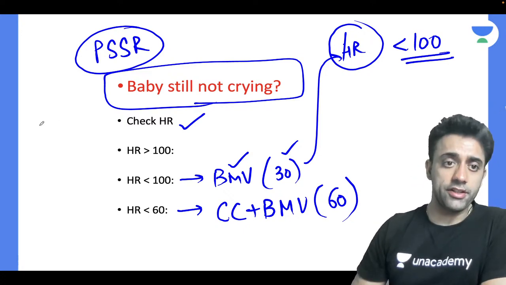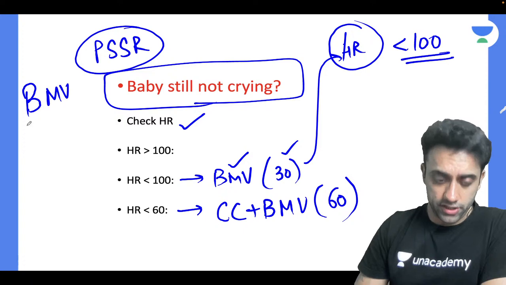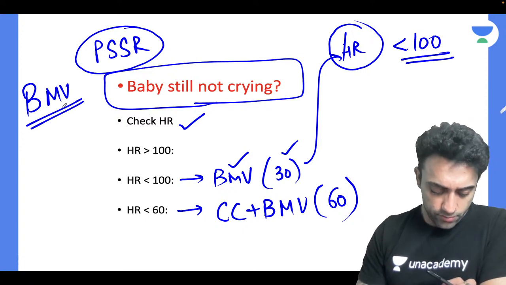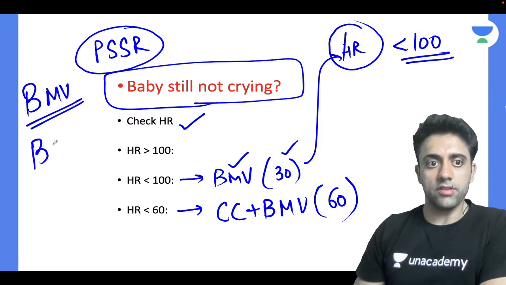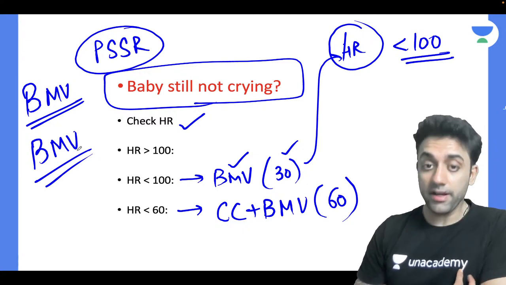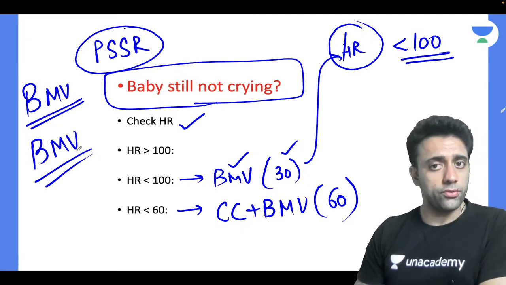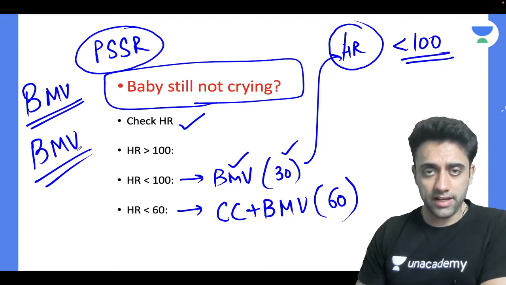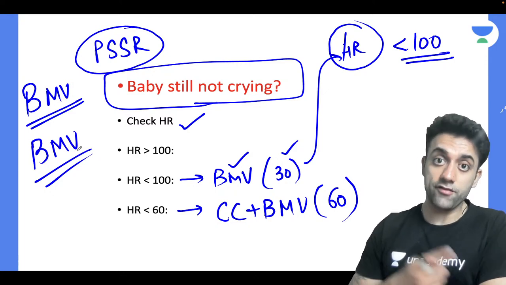Okay, Arpita says continue bag and mask ventilation. Osama also says, thank God I'm taking classes, repeat revision classes I'm taking. So Osama and Arpita, that is not the right answer, bro. You don't start the bag and mask again if the heart rate is less than 100 for the second time.